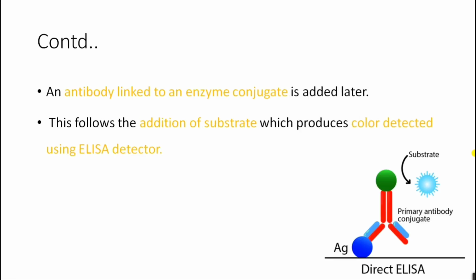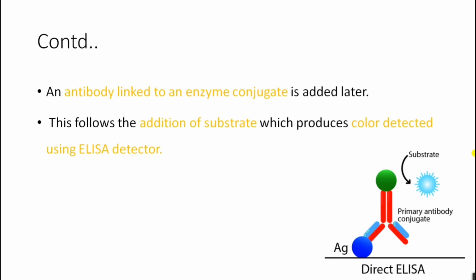An antibody linked to an enzyme conjugate is added later so that the antigen-antibody interaction will be proper. So the antigen-antibody interaction will be conjugated by an enzyme conjugate. This is followed by the addition of a substrate. The substrate stabilizes the antigen-antibody reaction with the enzyme conjugate and produces a colored end product. This colored end product can be detected by using an ELISA detector.